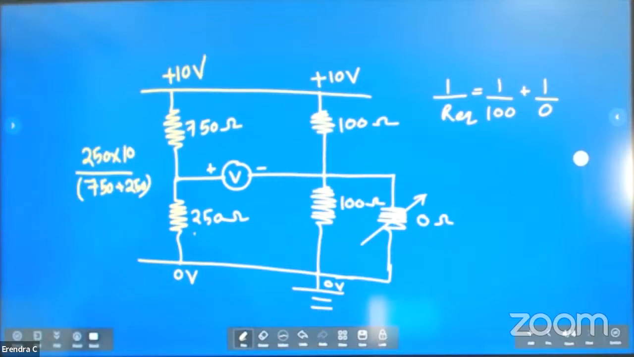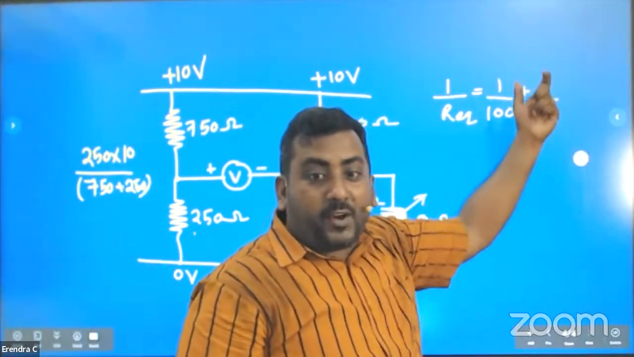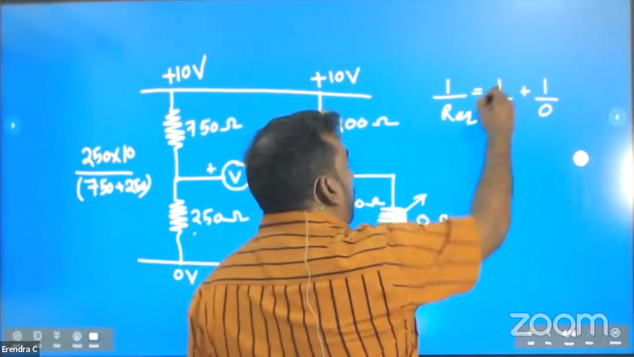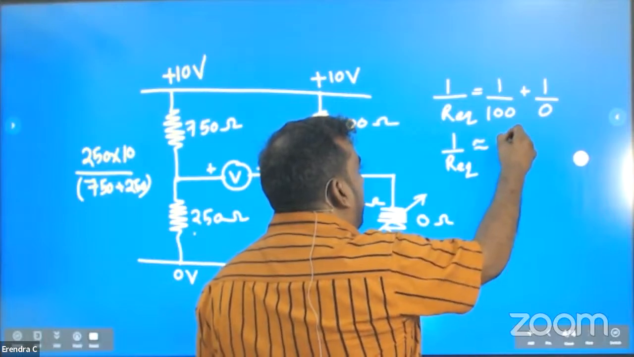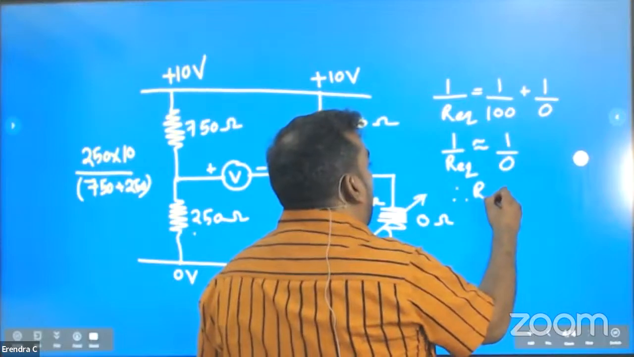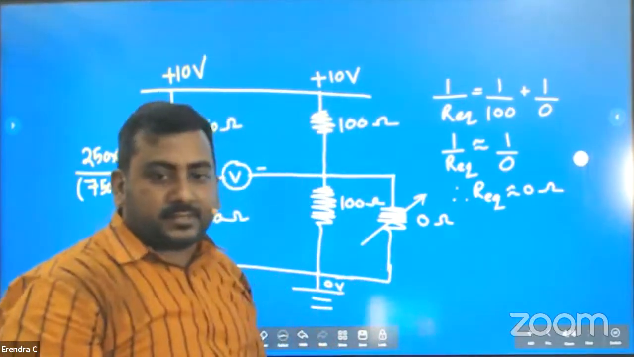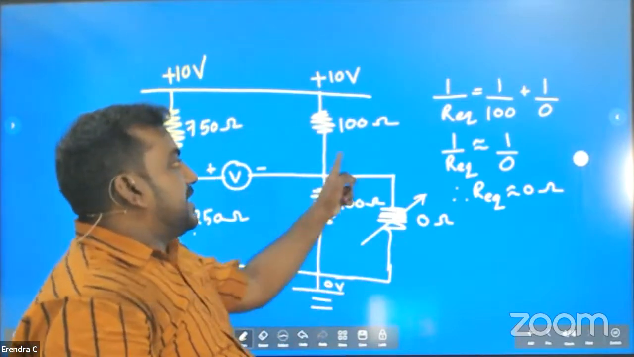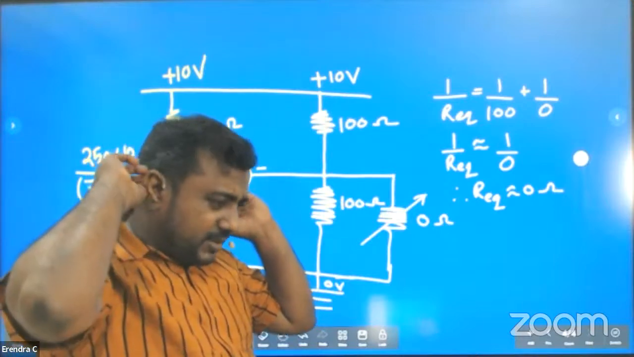1 over 0 is bigger. 1 over 0 is what? Infinity. But wait, this fellow is smaller. So 1 over R equivalent is approximately 1 over 0. Turn upside down: R equivalent is approximately 0. That means the effective resistance here is 0. Clear? Effective resistance here is 0.